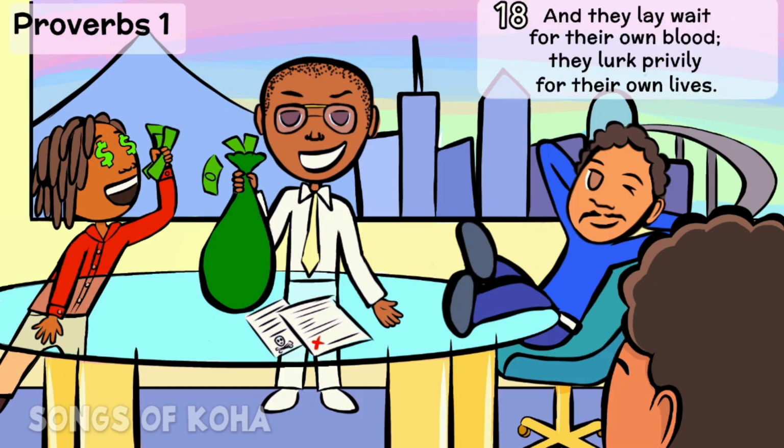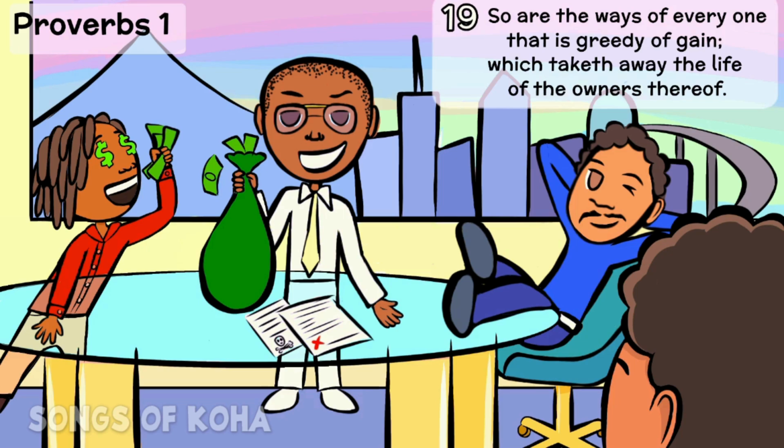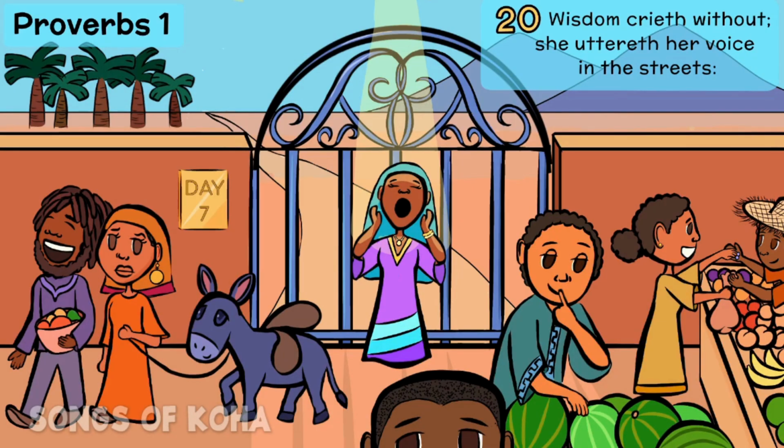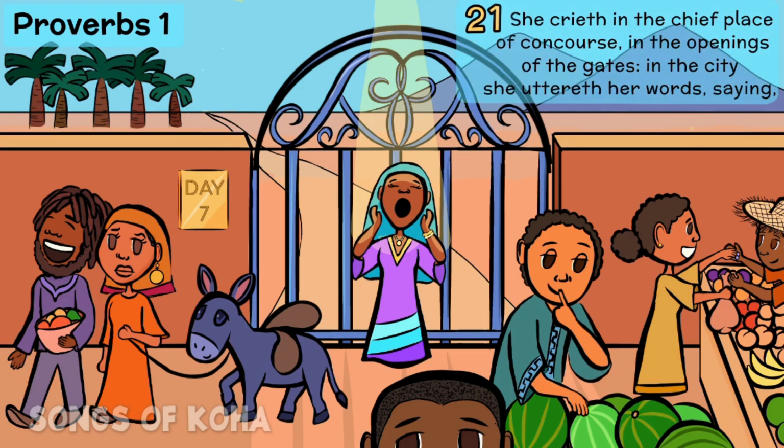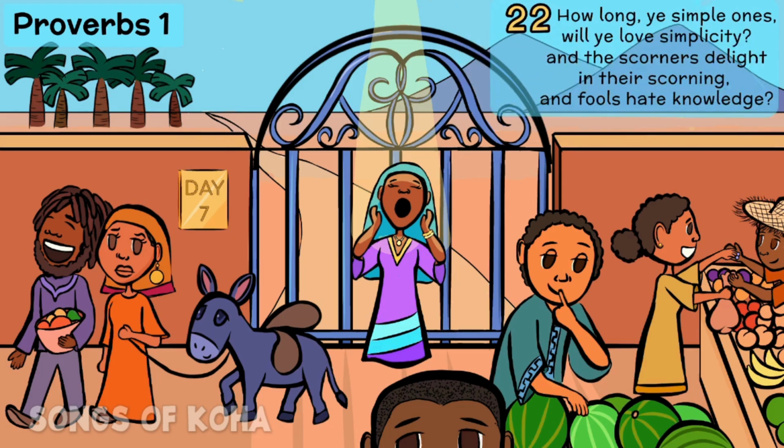And they lay wait for their own blood. They lurk privily for their own lives. So are the ways of every one that is greedy of gain, which taketh away the life of the owners thereof. Wisdom crieth without, she uttereth her voice in the streets. She crieth in the chief place of concourse, in the openings of the gates. In the city she uttereth her words, saying, How long, ye simple ones, will ye love simplicity?